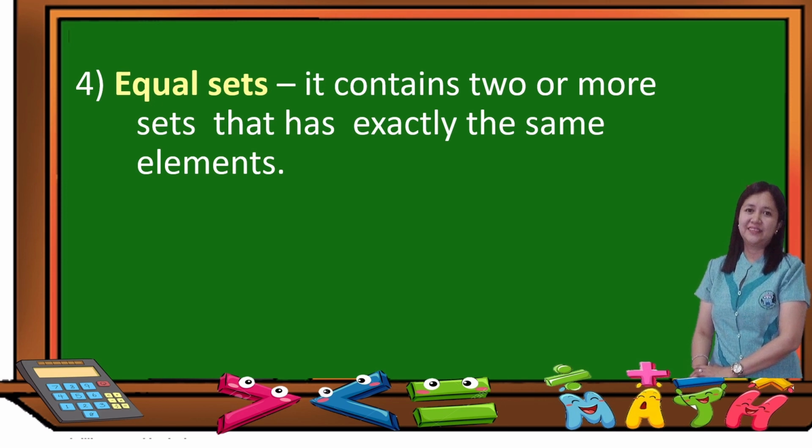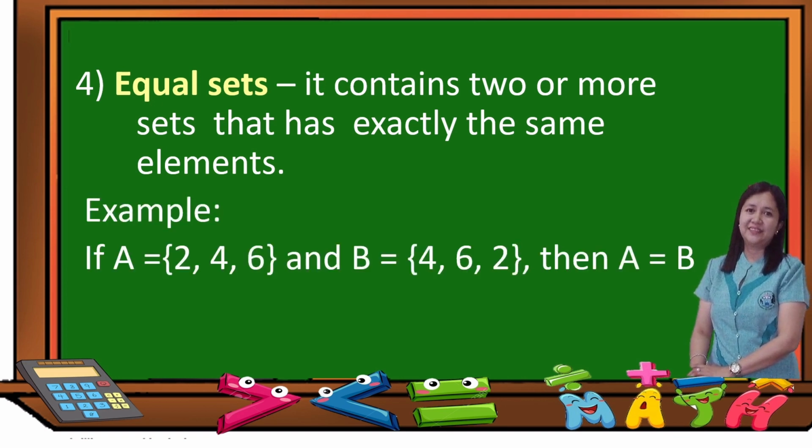Equal sets. It contains two or more sets that has exactly the same elements. Example, if A equals 2, 4, 6, and B, the elements are 4, 6, 2, then A equals B, meaning set A is equal to B because they have the same elements.